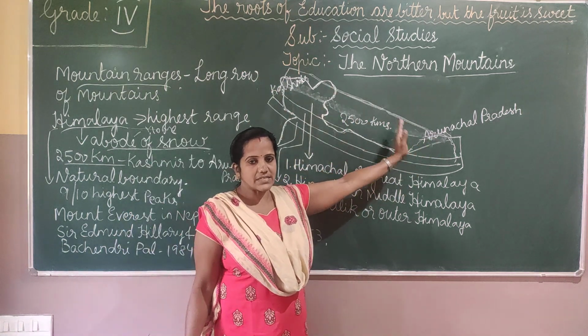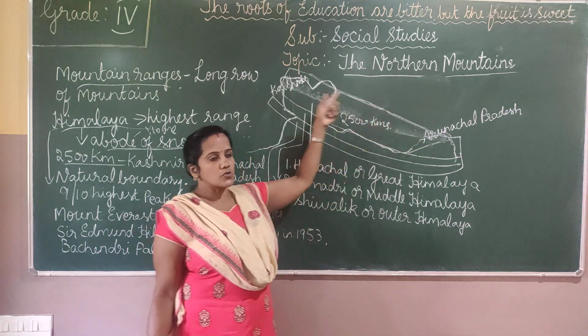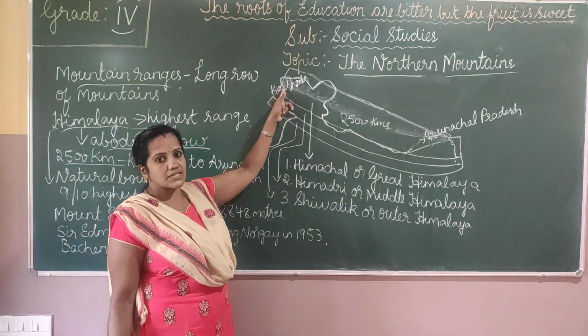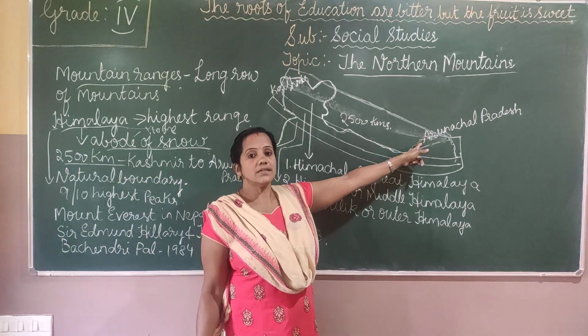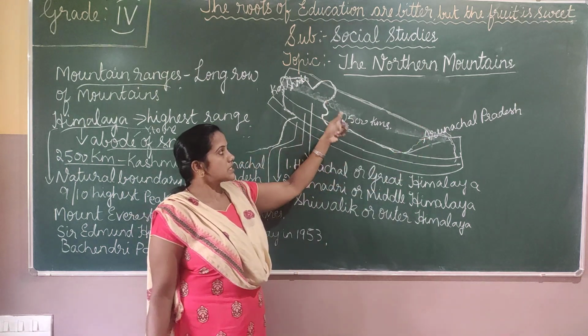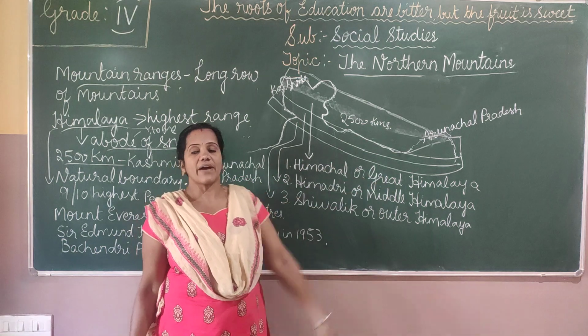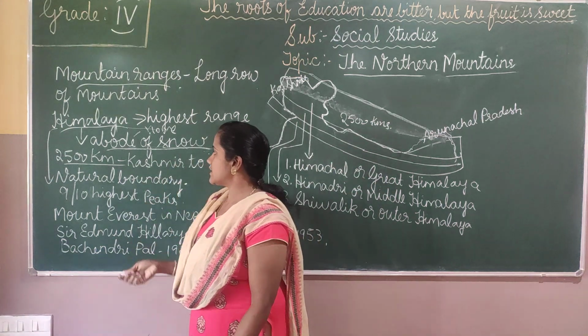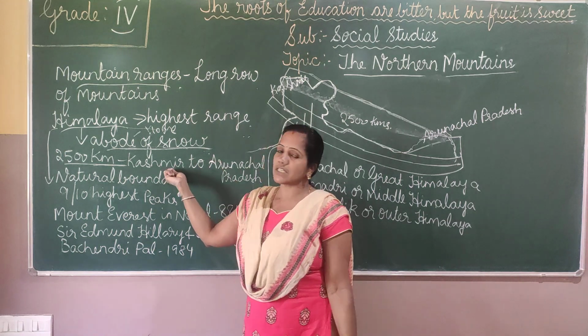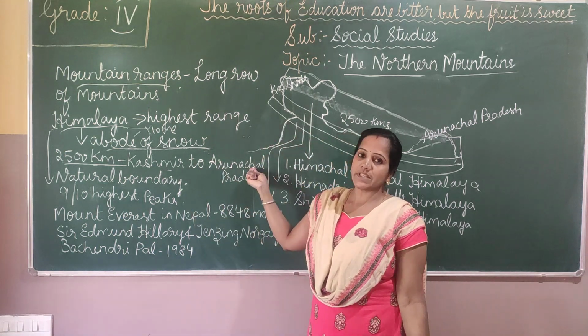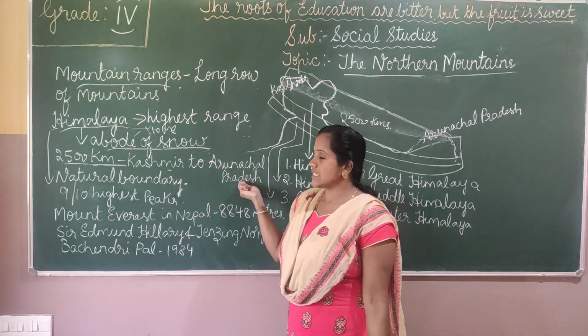Okay, so it is covered. It is a long row of snow. So it extends from Kashmir in the north to Arunachal Pradesh in the east. Okay, so it extends for about 2,500 kilometers, from Kashmir in the north to Arunachal Pradesh in the east.